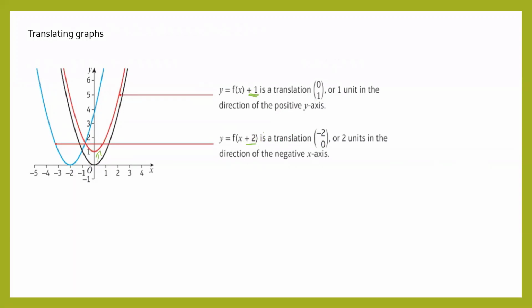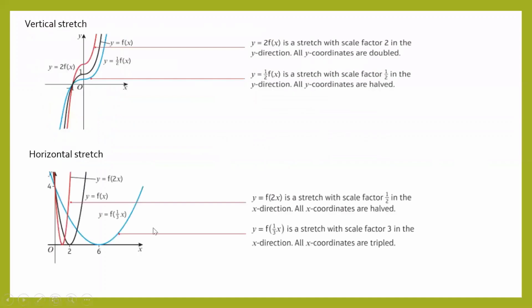This is briefly how to translate the graphs, and we will take past paper questions to check your understanding. For the vertical stretch and horizontal stretch, we have two cases. When the original function is given and the new function has a number multiplied by the function notation, whether an integer or a fraction, it means we have a vertical stretch. As you see here, the function will be stretched vertically.